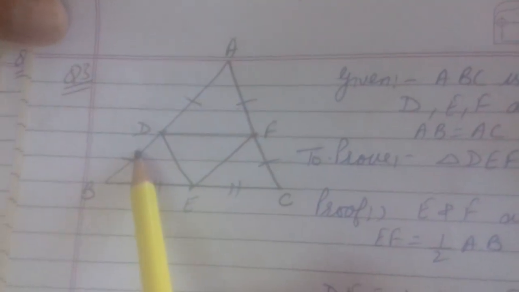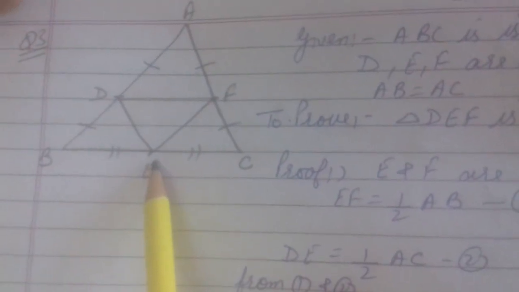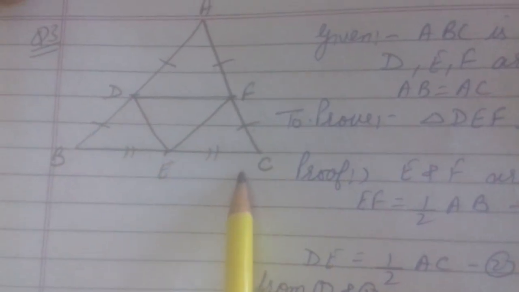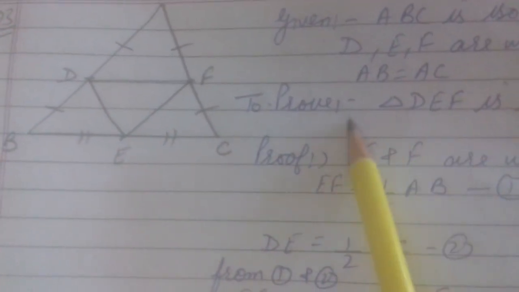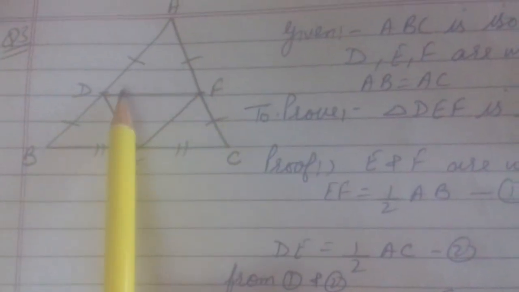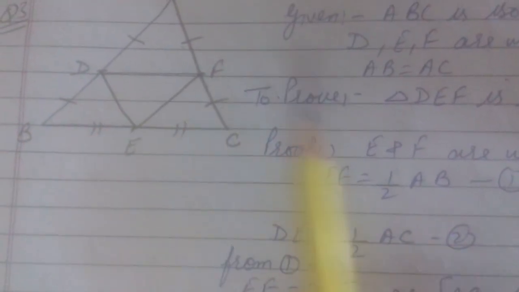I have drawn the same symbol. And as E is the midpoint of BC, this will not be equal to this, so I have drawn different symbols on this. So you have to prove DEF is an isosceles triangle. That is possible if you prove any two sides equal.